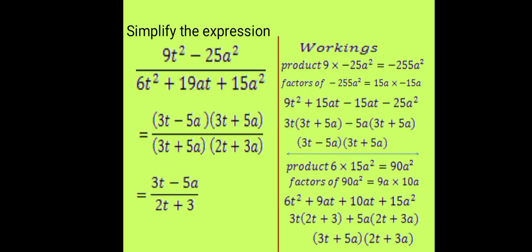Simplify the expression. To simplify this expression, we have to factorize the numerator and also factorize the denominator. Now look at my workings alongside how I factorize the numerator and denominator. Bringing them together, you will see that 3t plus 5a for the numerator will cancel with the 3t plus 5a for the denominator, so that our answer becomes 3t minus 5a over 2t plus 3.